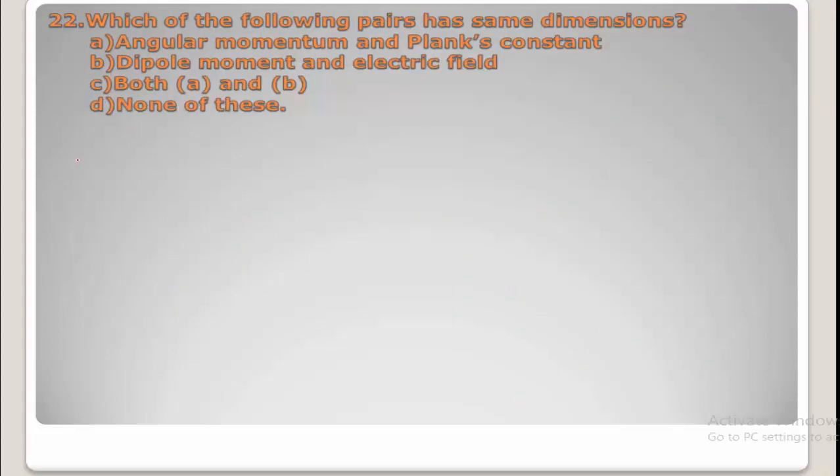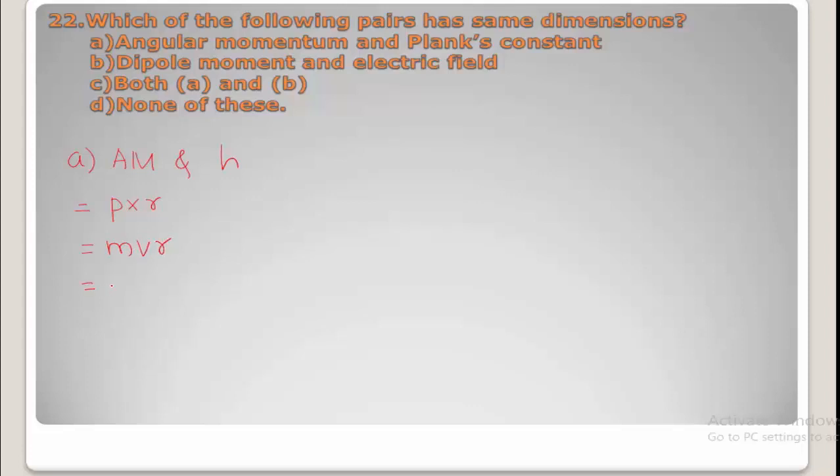Next question. Which of the following pairs has the same dimension? So pairs with the same dimensions are given, and you have to find out the correct one. First option is angular momentum and Planck's constant h. For angular momentum we write it as p into r, the product of linear momentum into radius. So the linear momentum can be written as the product of mass into velocity, into r.